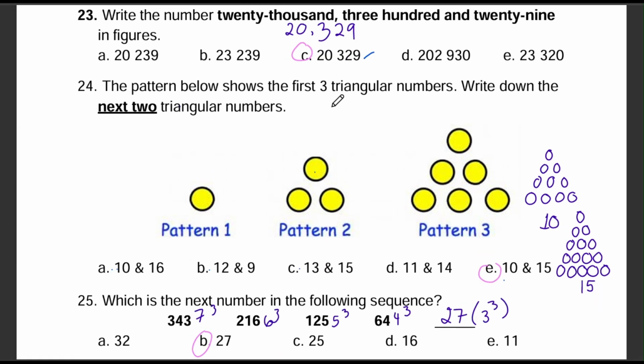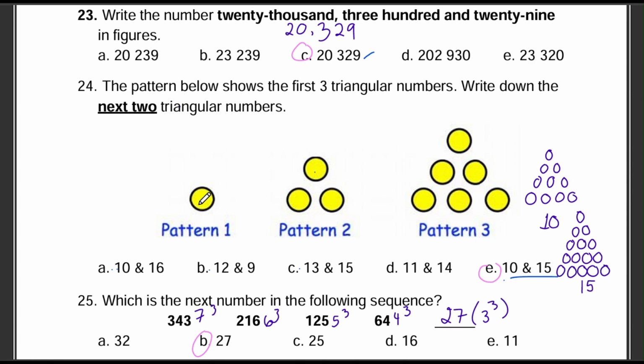The pattern shows the first 3 triangular numbers. We need to write down the next 2. The options are 10 and 16, 12 and 9, 13 and 15, 11 and 14, or 10 and 15. The correct answer is E, 10 and 15.